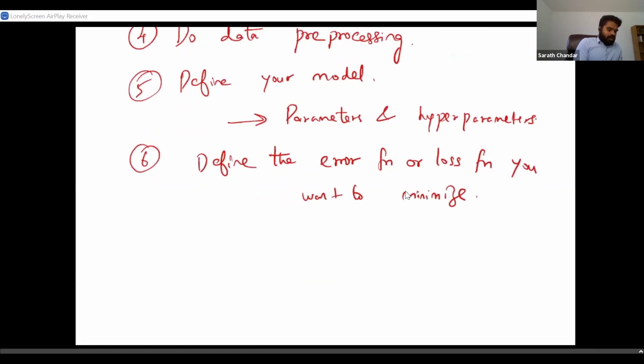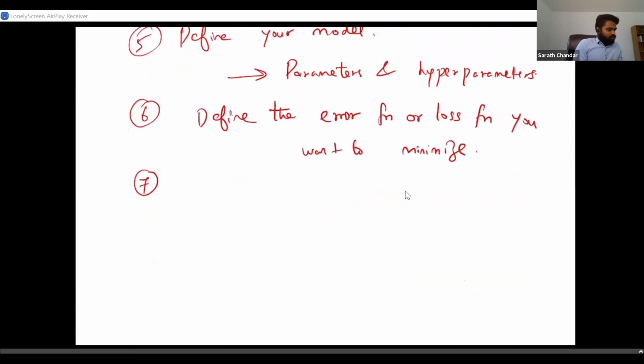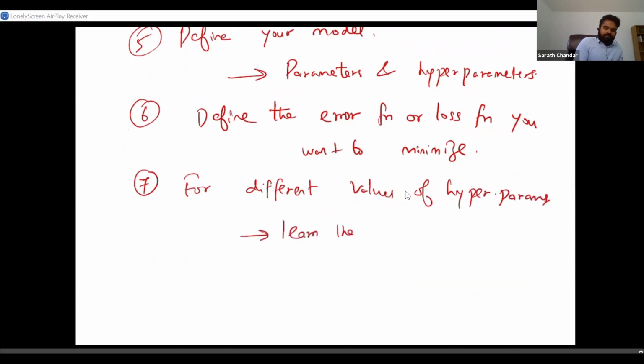Okay, now once you have the model and the error function, for different values of hyperparameters, you will learn the model by minimizing the error function. Then you will compute the validation performance.